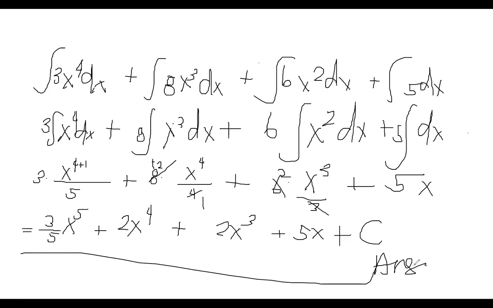We used different properties, like the power formula, the constant, and the sum of terms. Following those properties, we can come up with an answer of 3/5 x to the power of 5 plus 2x to the power of 4 plus 2x cubed plus 5x plus c.